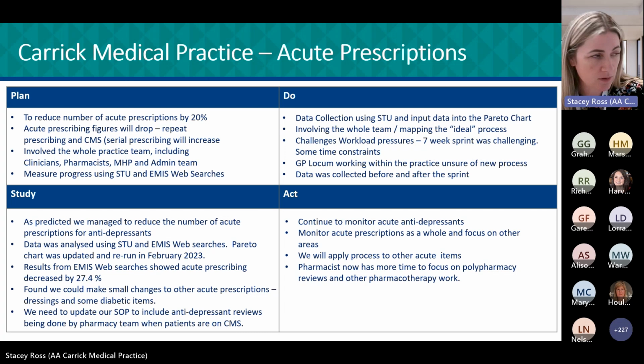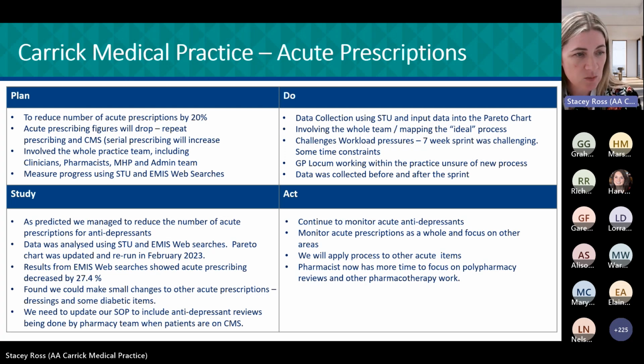So what we did was the same as everyone else. We did our data collection using the STU tool and input data into the Pareto chart. We involved the whole team and tried to map the ideal process. There were some challenges with workload pressures. The 7-week sprint was a bit challenging, especially at the end of November, beginning of December, so there were some time constraints. Some of the problems were maybe locums working within the practice, unsure of any new processes we were putting in place. And we collected the data before and after the sprint.